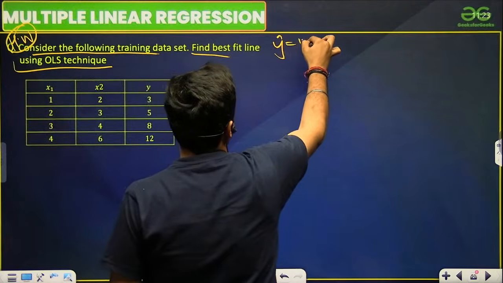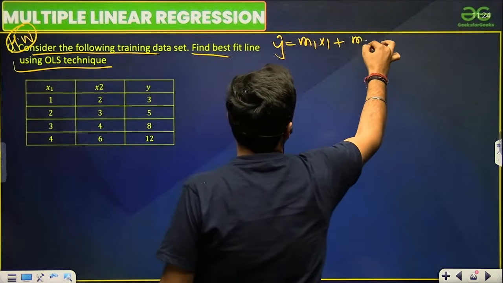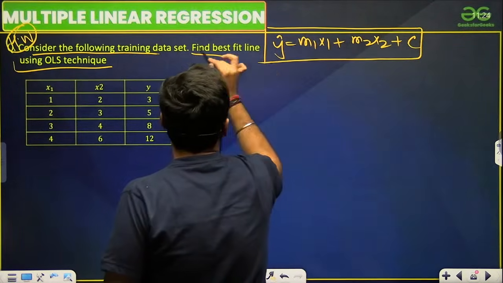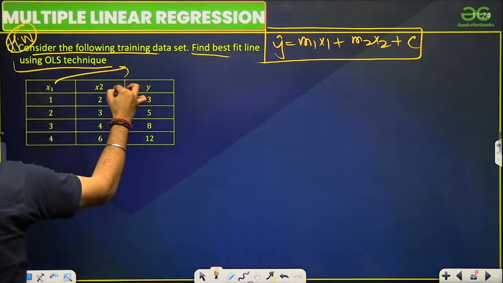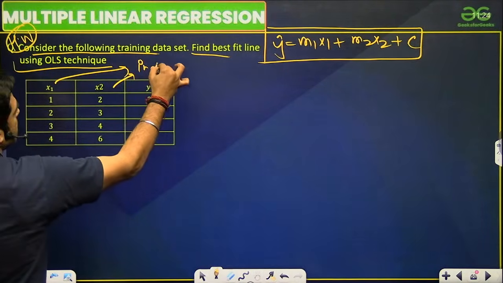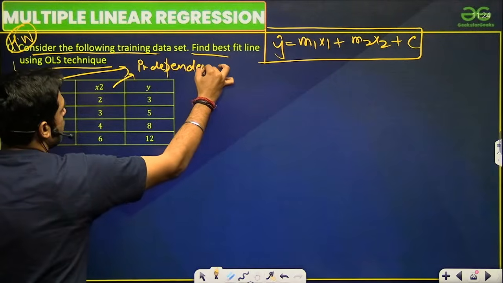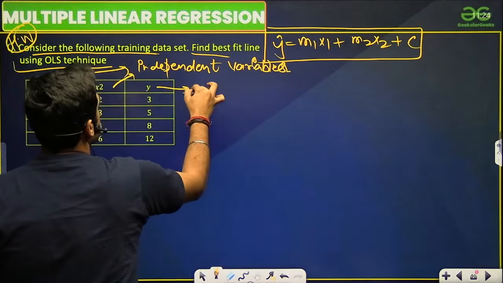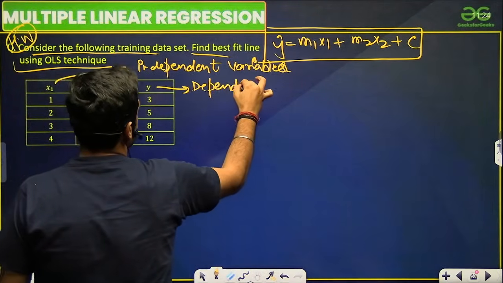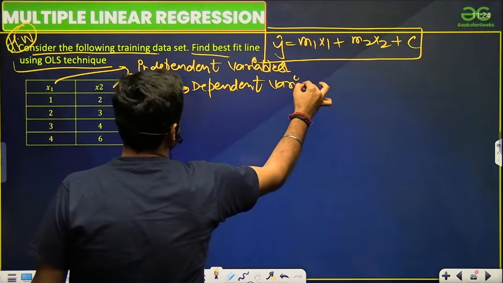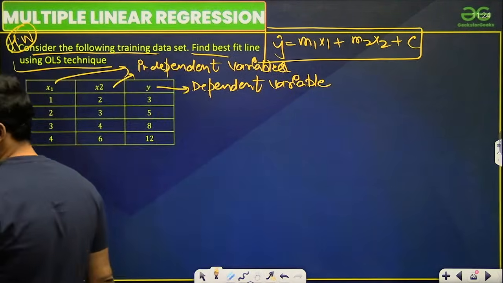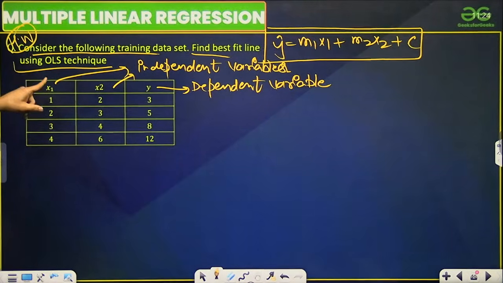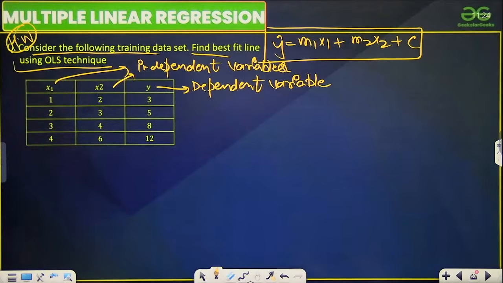Okay, so y hat would be of the form m1x1 plus m2x2 plus c. This would be the form of y hat in this case, because we have more than one variable. These are the independent variables, right? And this is the dependent variable. So you have to do this in the homework and apply all those things.